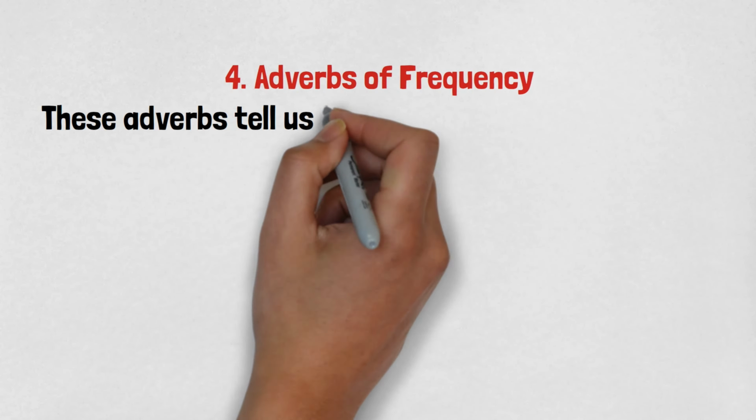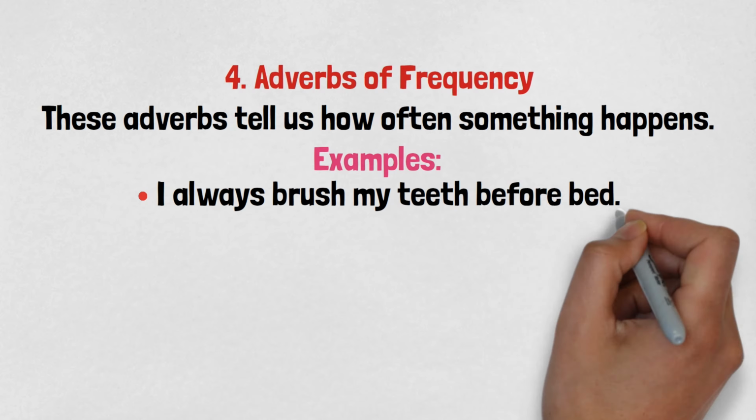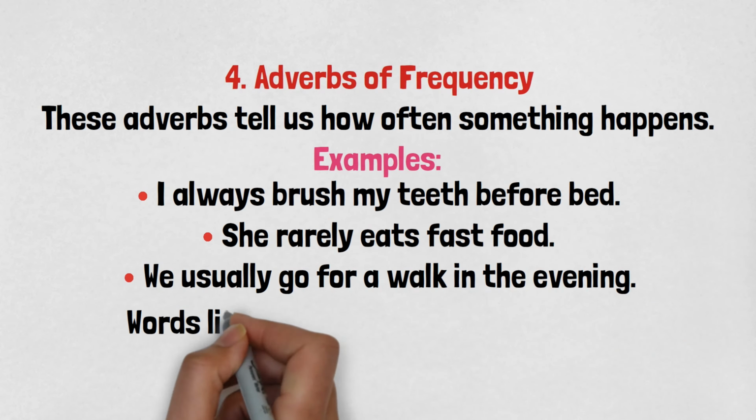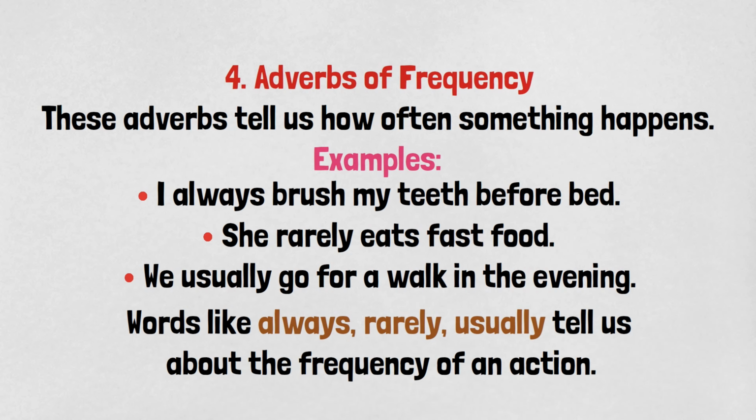4. Adverbs of frequency. These adverbs tell us how often something happens. Examples: I always brush my teeth before bed. She rarely eats fast food. We usually go for a walk in the evening. Words like always, rarely, usually tell us about the frequency of an action.